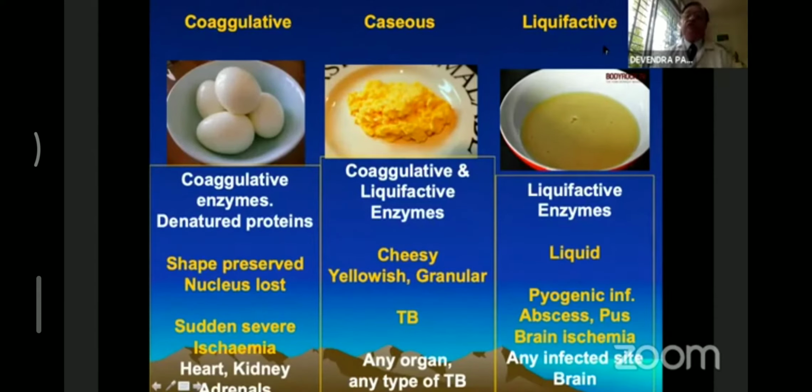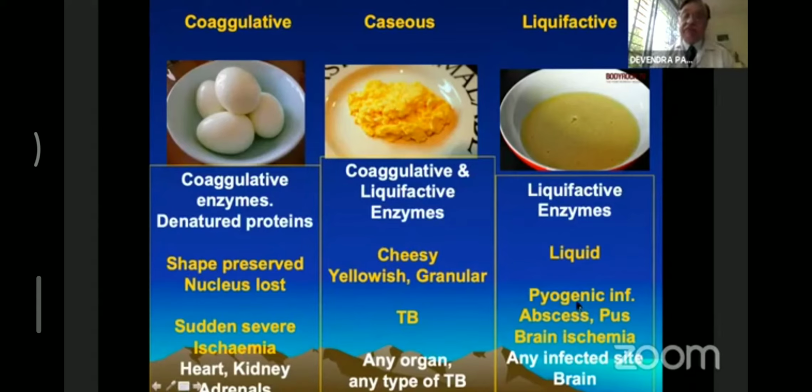Second type of necrosis, important one, is liquefactive necrosis, in which the liquefactive enzymes are more predominant. Here, the entire cell is liquefied. We can have a simile of an egg, which we beat before putting it for the omelette. The whole thing is a yellow liquid, isn't it?